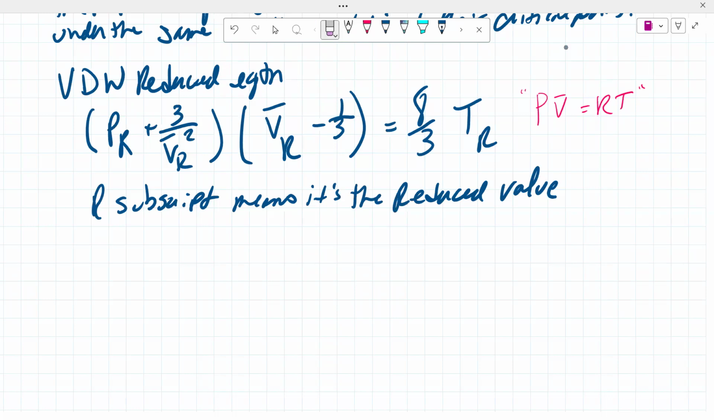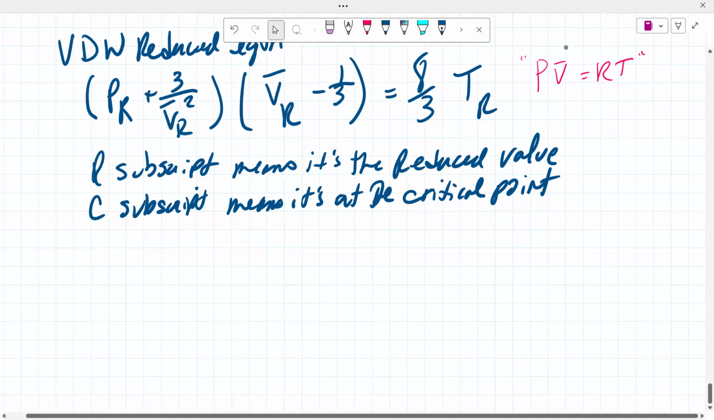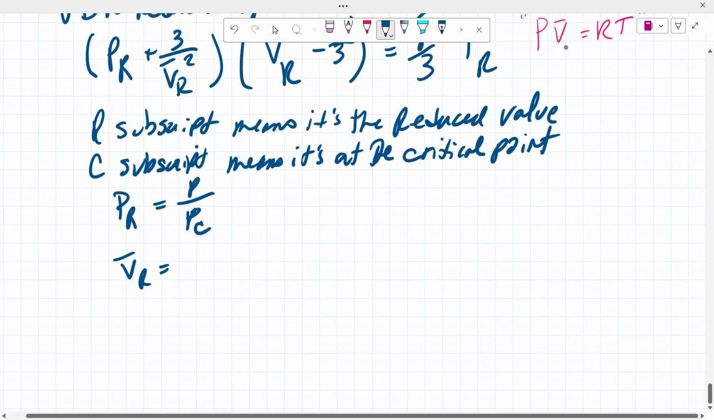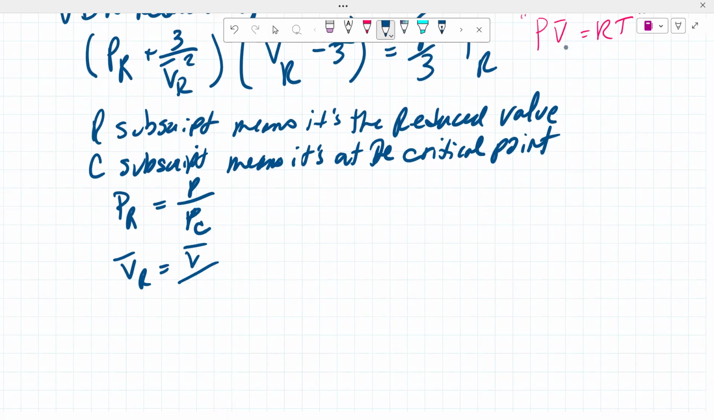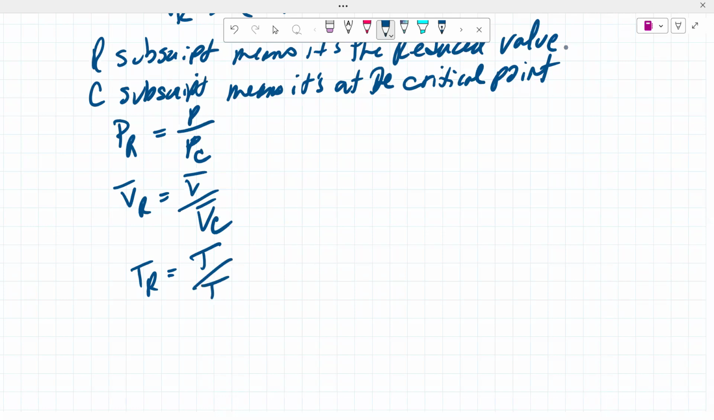The C subscripts, which aren't on the screen yet, mean it's at the critical point. This is how to calculate those values. So P sub R is the given pressure over the pressure at the critical point. V bar sub R equals V bar, the given molar volume, over the one at the critical point, and T_R is the given temperature over the temperature at the critical point.